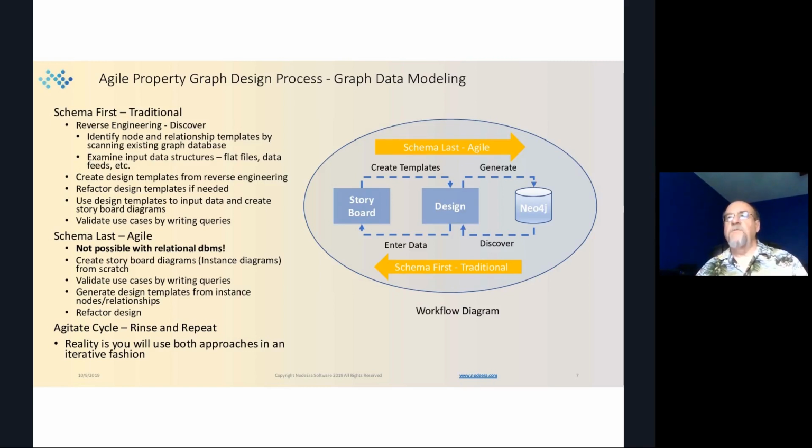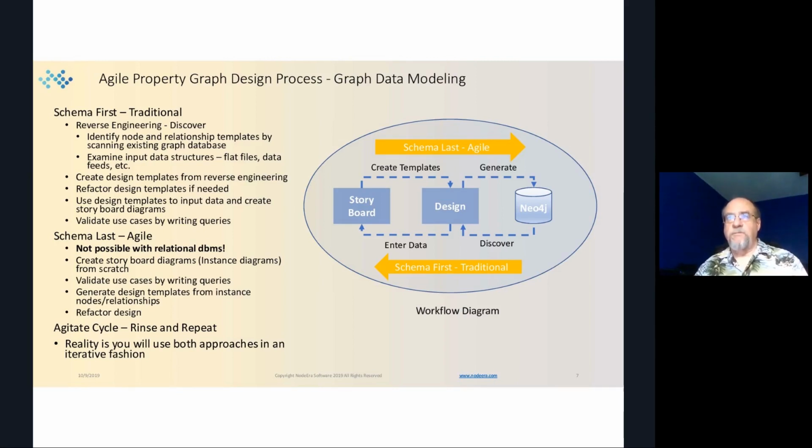And you can validate with data queries. So once you get a storyboard or some instance data you like, then you can go forward and create your design templates, your node and relationship prototypes or templates, if you will. Then you can add your constraints like we talked about before. You can further refine it, and then you can generate forward into Neo4j.